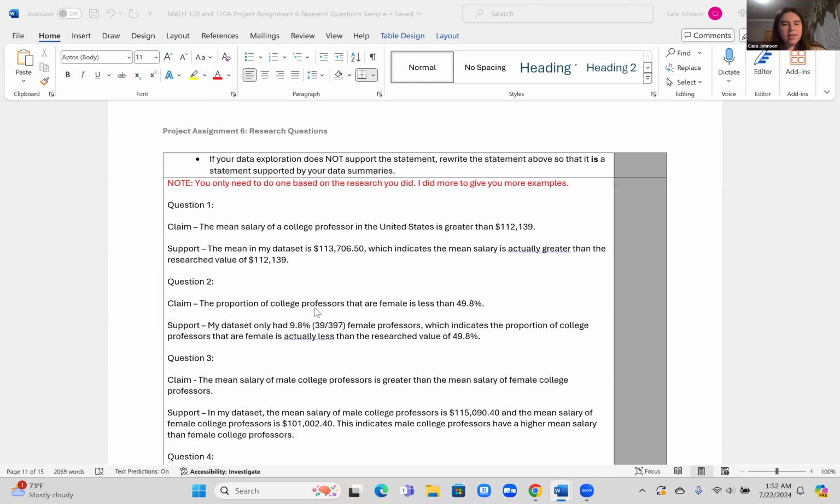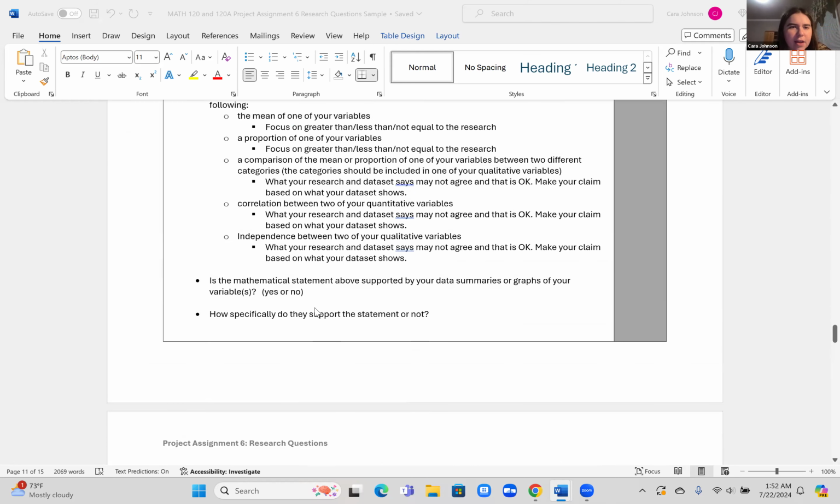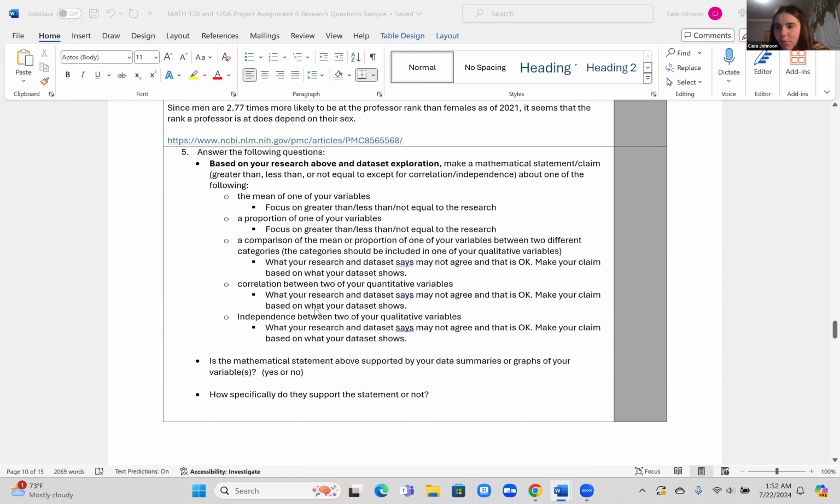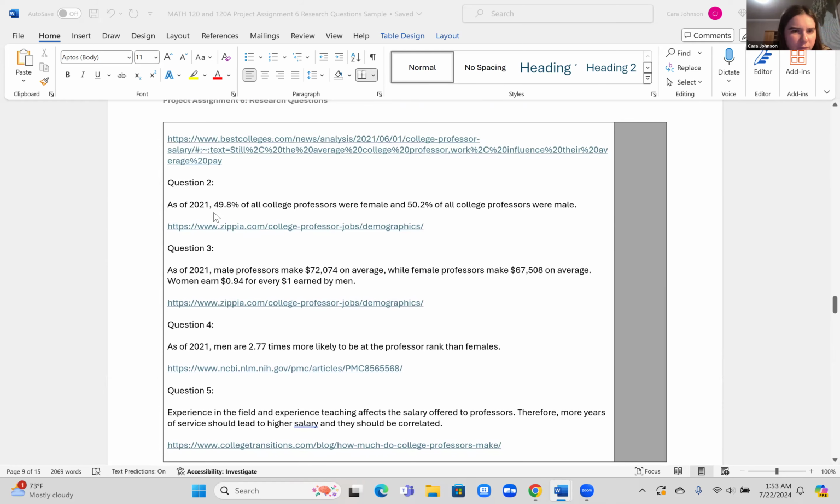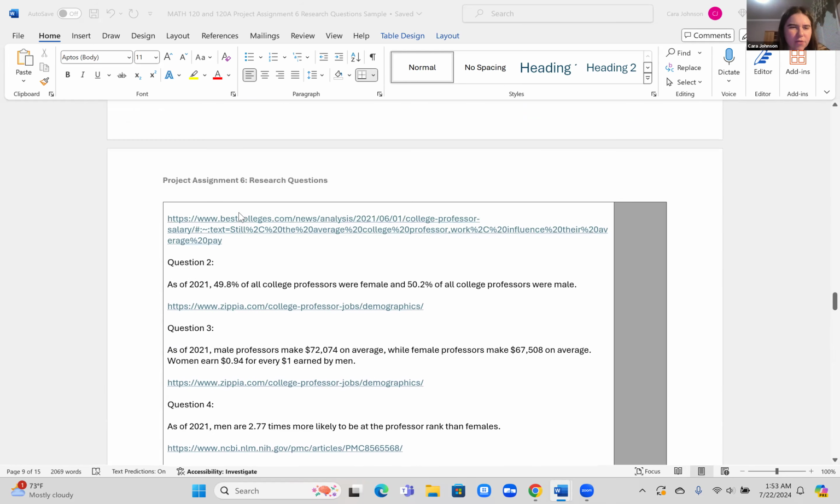And then similarly for a single proportion, where you're just talking about literally the numerical proportion, you're not comparing it with a qualitative category or anything. We're just dealing with the numerical value of a single proportion. And so once again, we're going to focus on comparing it to the research here. So 49.8% of college professors were female according to my research.